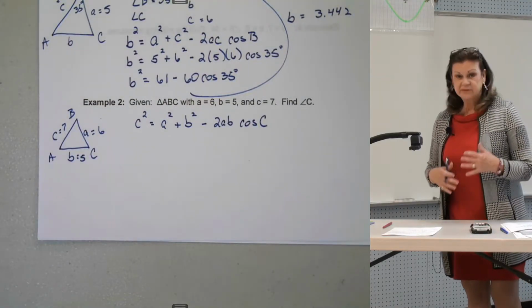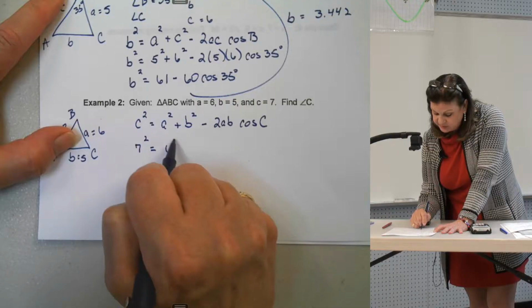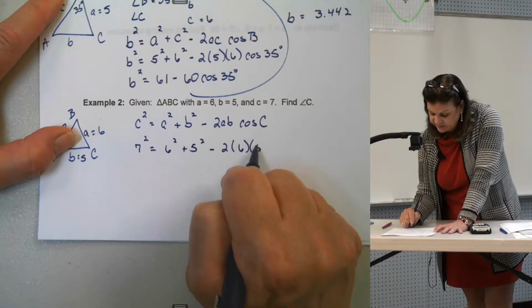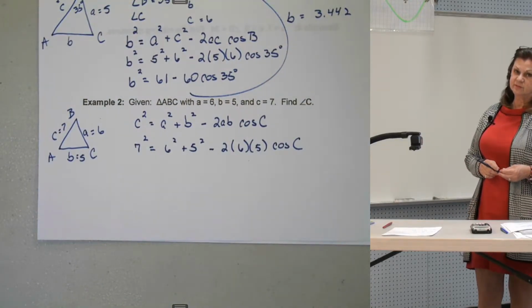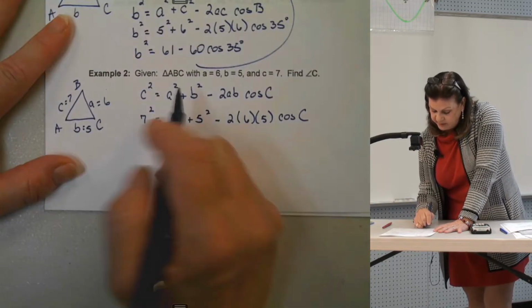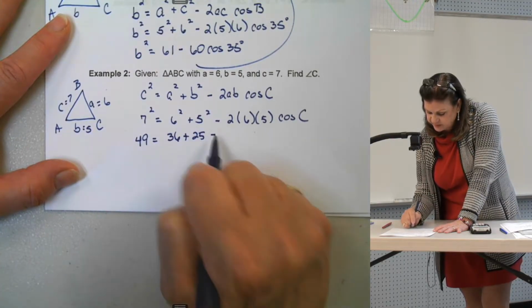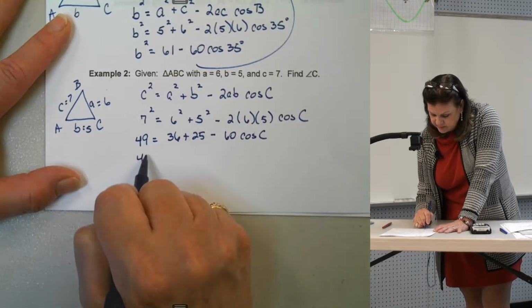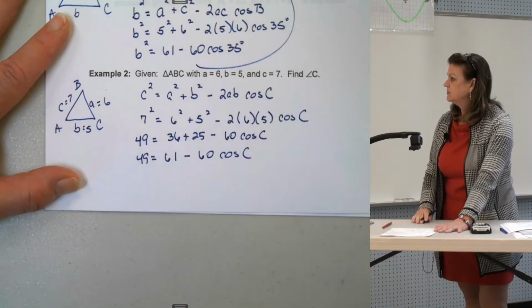All right, so here we go. We're just going to plug in what we know. We know c. So I have 7 squared is 6 squared plus 5 squared minus 2 times 6 times 5 times the cosine of c. So this is going to turn into an inverse problem because we're looking for the angle that has this cosine. All right, so again, be careful with your math. 49 is what, 36, 25 minus 60 cosine c. 30, 40, 50, 61. Okay, see if we agree.